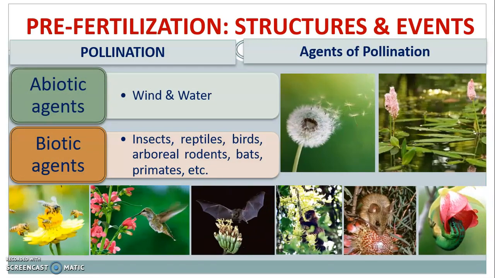Okay. Now I will explain to you what the agents of pollination are. Basically, there are two agents of pollination: the abiotic agent and the biotic agent. Abiotic simply means non-living agent. It includes all types of non-living agents which help in the transfer of pollen grain from anther to stigma. But biotic is the living component, living agent, living organism which helps in pollination.